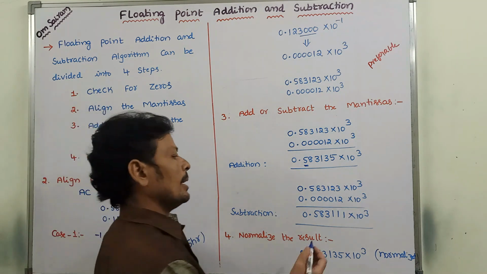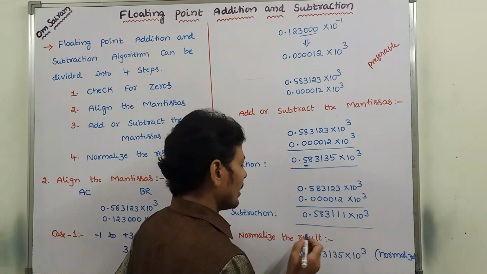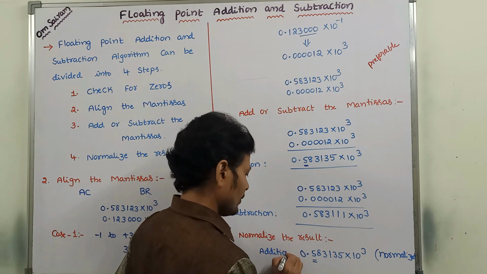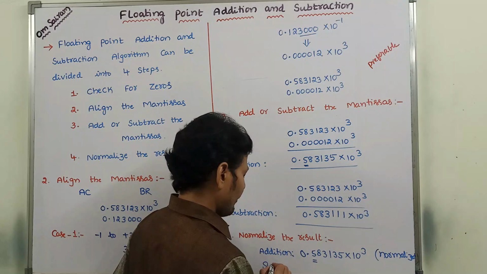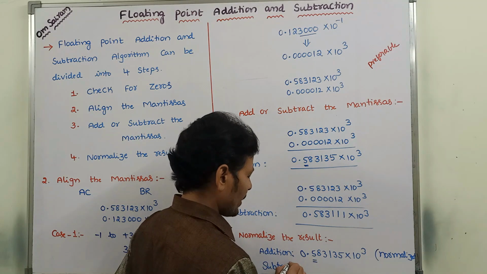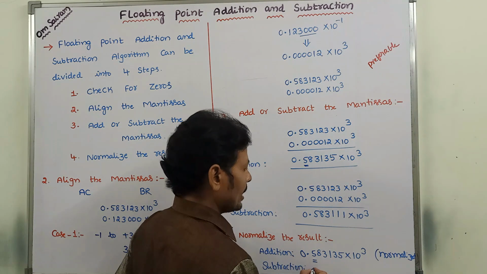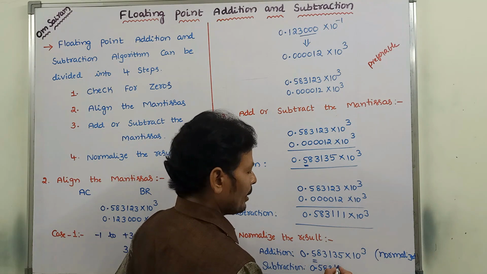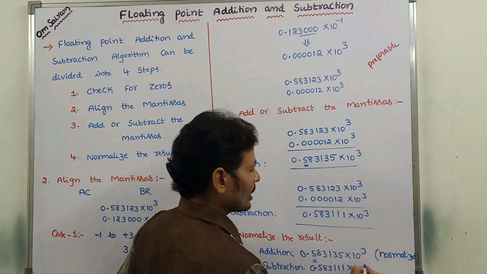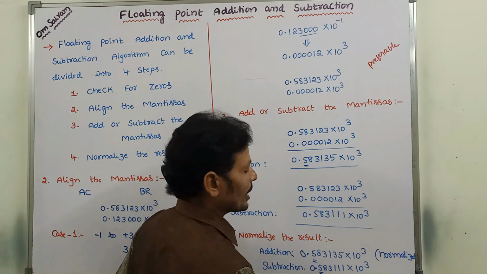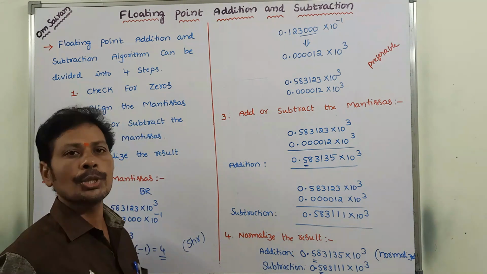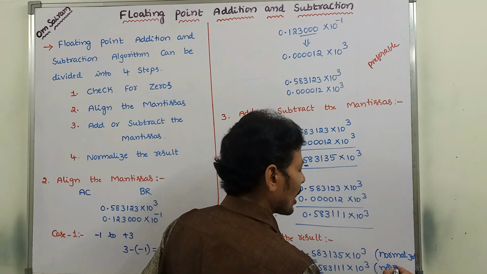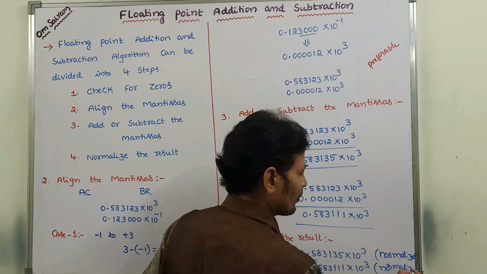Next, here in this case, while performing the subtraction operation, the result is 0.583111 into 10 power 3. Here the MSB bit value is also a non-zero value. Hence, we can say that this is also a normalized result.